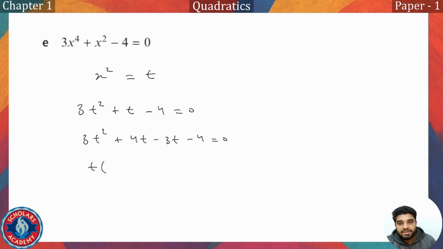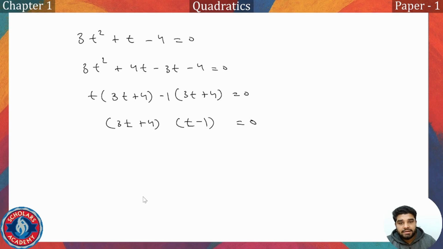I can take t common. I get 3t plus 4, minus 1 common, 3t plus 4 is equal to 0. So (3t plus 4)(t minus 1) is equal to 0. So two factors, I get the value of t as negative 4 over 3 or I get the value of t as 1.